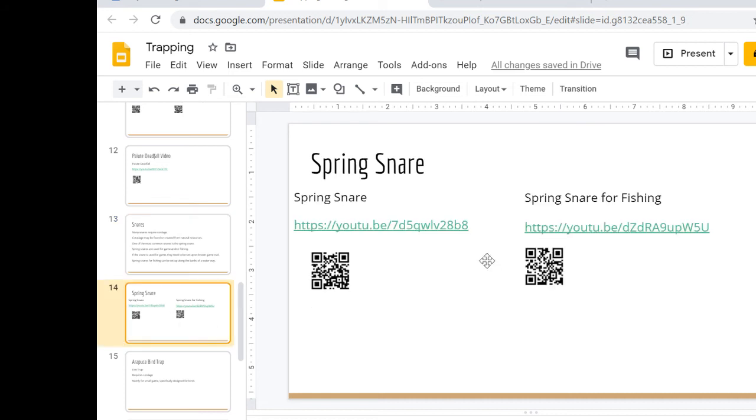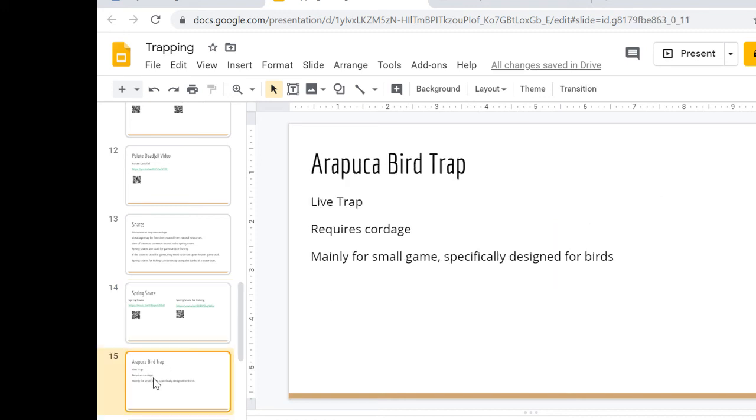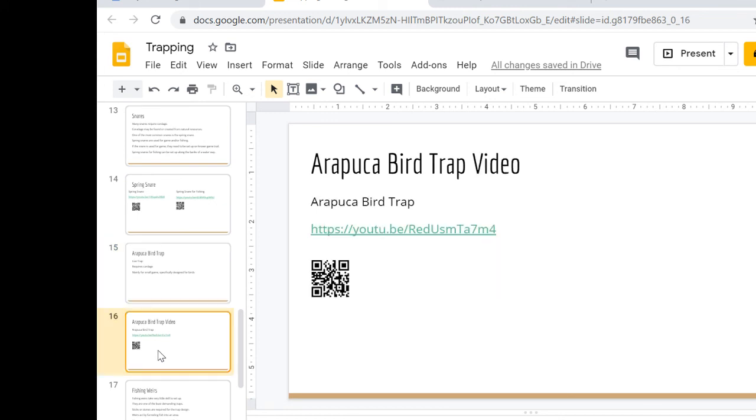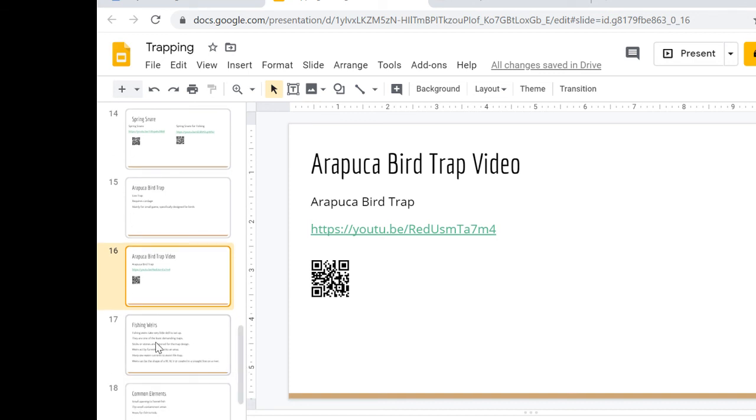So here's some examples of a spring snare for fishing. Arapuca bird trap. That's one that I've made a video. Now, we did all these other snares in class. Arapuca bird trap is a live trap. It requires some cordage, mainly for small game like birds, and it keeps them alive. And you want to make sure that you reach through the top to grab the bird, not through the bottom, or otherwise they could escape. And here's an example of an Arapuca bird trap and how to build it. It gives you the main elements of building the base and how to tie things together and make your triggering mechanism.